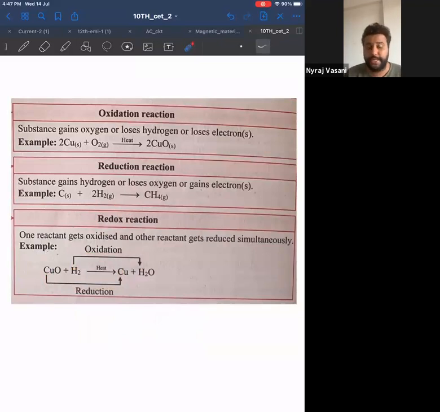And see the definition that they have given. One reactant gets oxidized and the other reactant gets reduced simultaneously. Then it becomes a redox reaction. So redox is a combination of two words. Like you have brunch. What is brunch? Breakfast plus lunch is brunch. Modulator plus demodulator is modem. Similarly, reduction plus oxidation is redox. So please make a note of this. Then I go to the next MCQ as well.